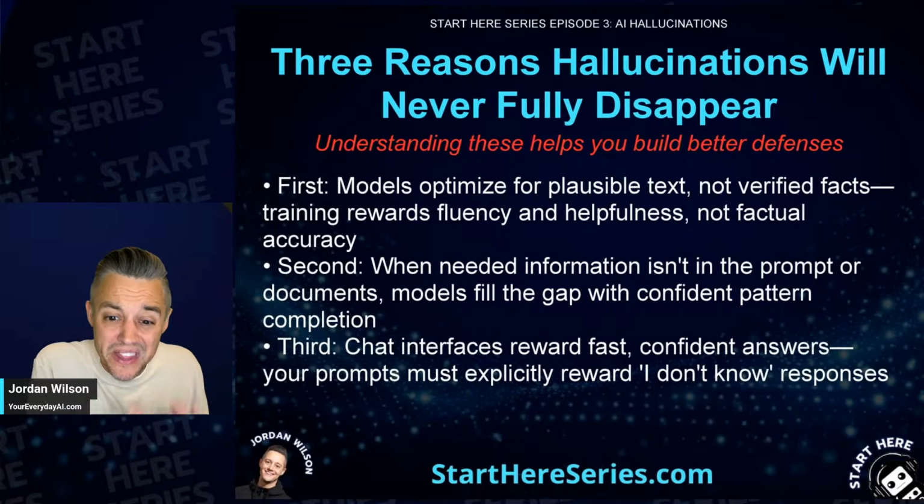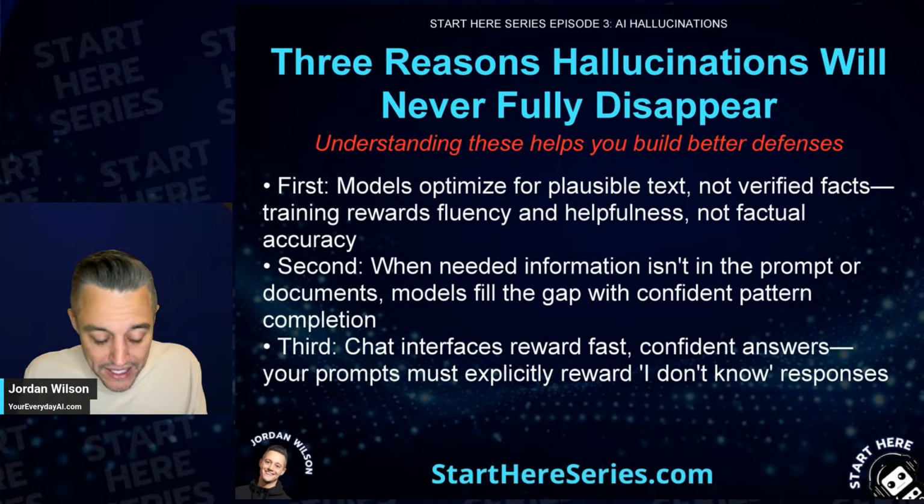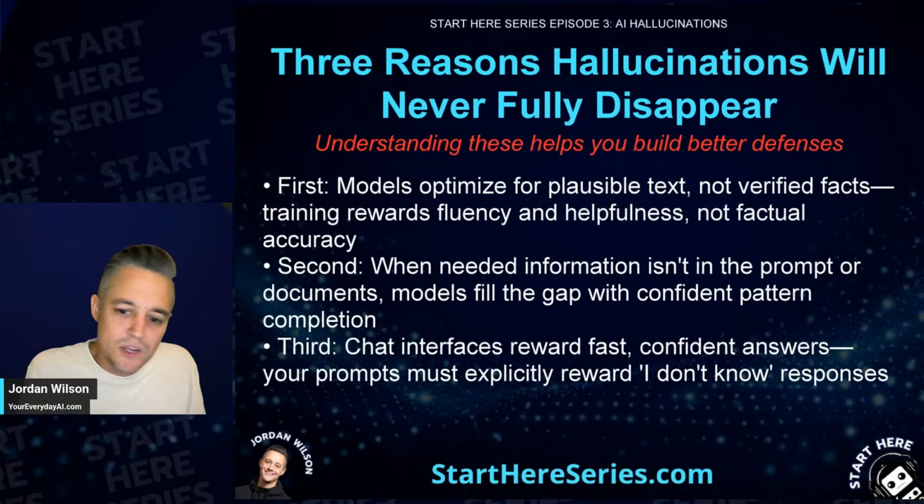Second, the second reason why hallucinations probably aren't going to go away is, when the needed information isn't there by default, large language models are going to fill in the gap, right? They're going to do everything they can to be a helpful assistant, because that is the default behavior, unless you change it, and you should, and I'll tell you how.